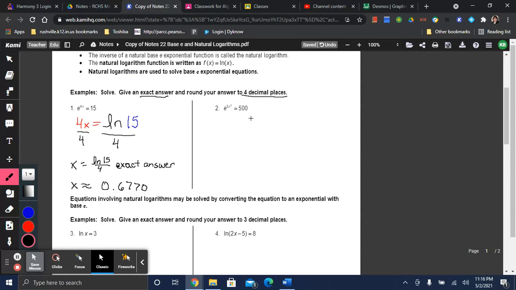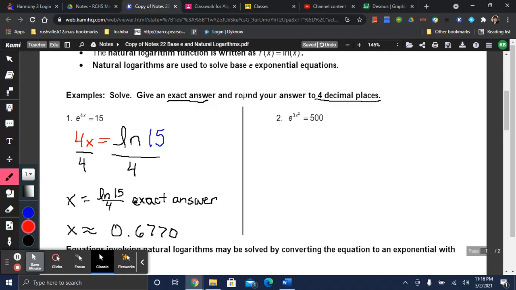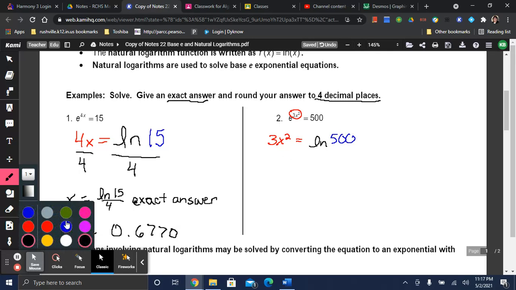We'll do a second one. Your next problem has an exponent of 3x squared. We make that just a little bit bigger for us to see. So 3x squared will equal, and then we're doing the natural log, that's what removes the e, of 500. So to get the x by itself, we'll need to divide. So we'll divide by 3.